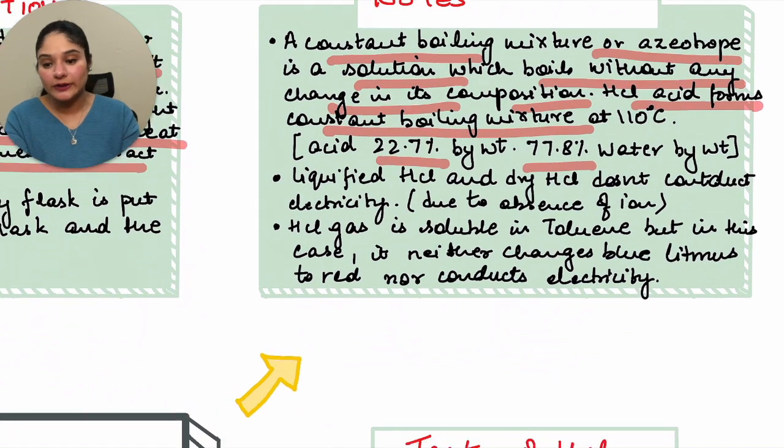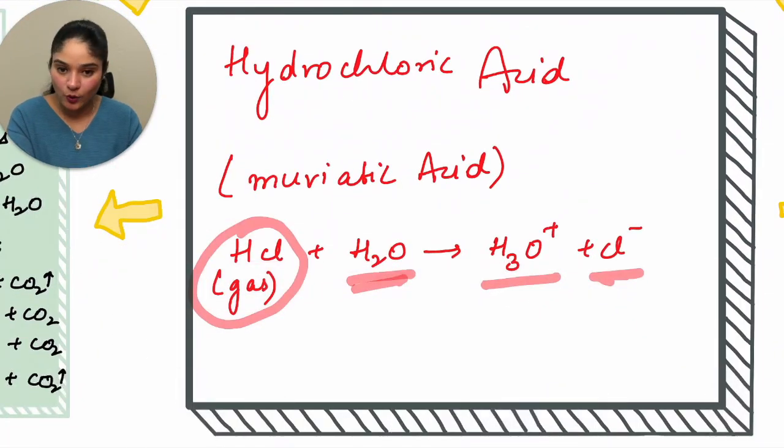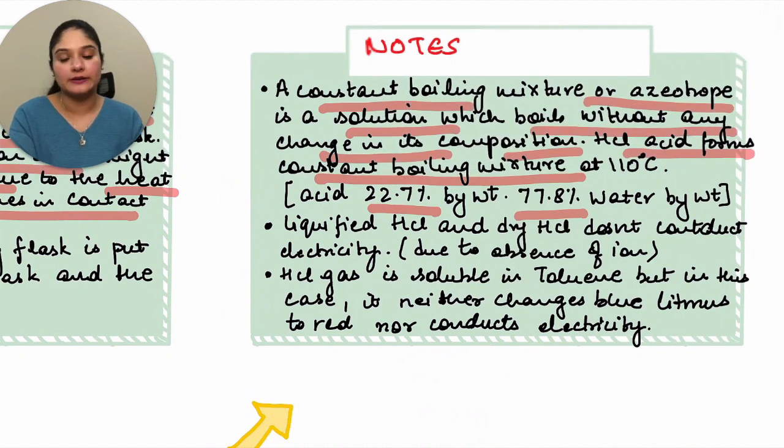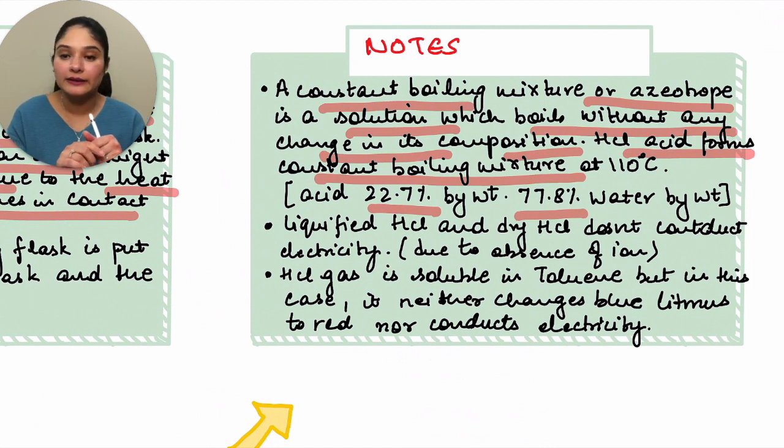Next, liquefied HCl and dry HCl do not conduct electricity due to the absence of ions. When we started this portion, I told you that HCl gas, on mixing with water, ionizes and gives ions. But that is not true for liquefied HCl or dry HCl. Liquefied HCl means that you had dry HCl gas, you put pressure on it, and that gas turned into liquefied HCl. So there is no water in it, so no ions are present. Similarly for dry HCl, no moisture, no water, so no ions.